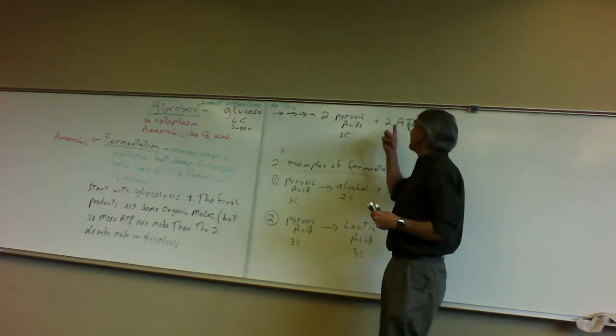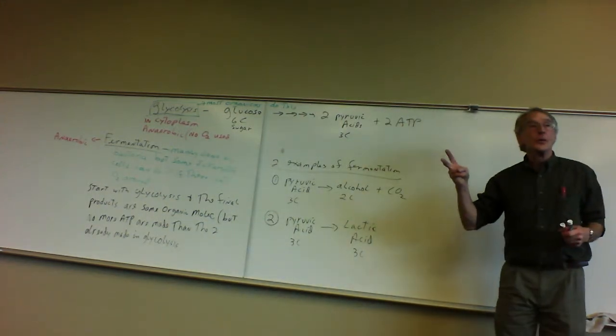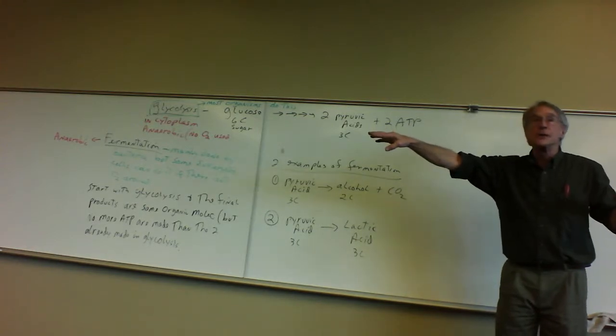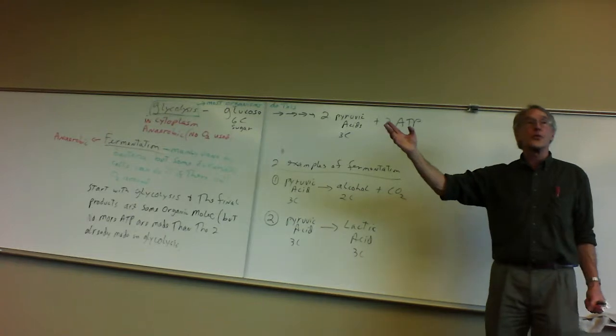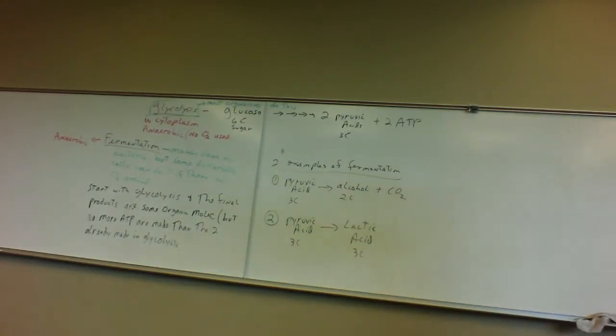2 ATPs. When we get to cellular respiration in a minute, you'll see that we'll get a total of 36 ATP per sugar. So respiration is so much better in terms of making ATPs.